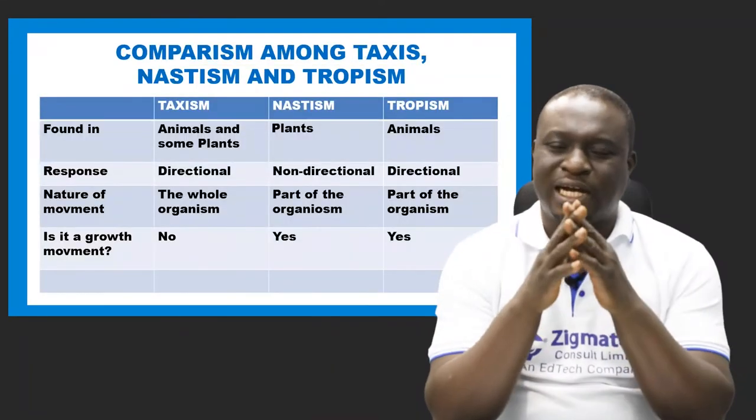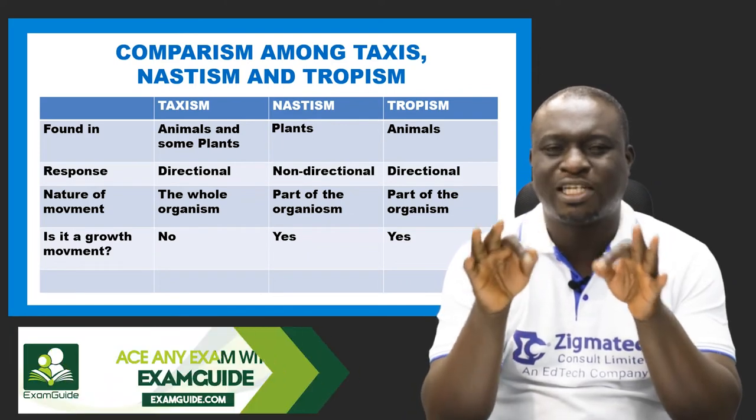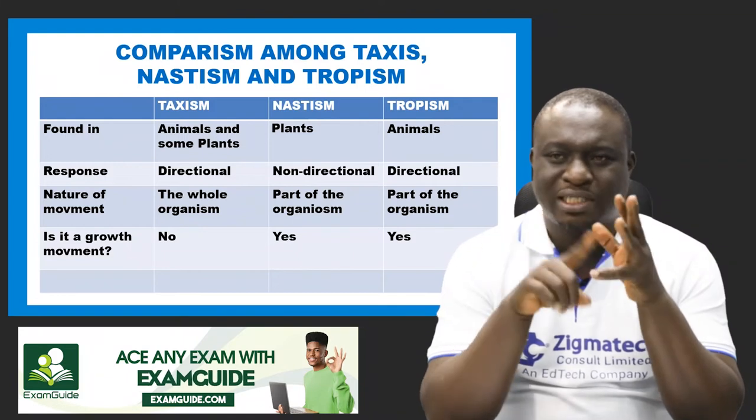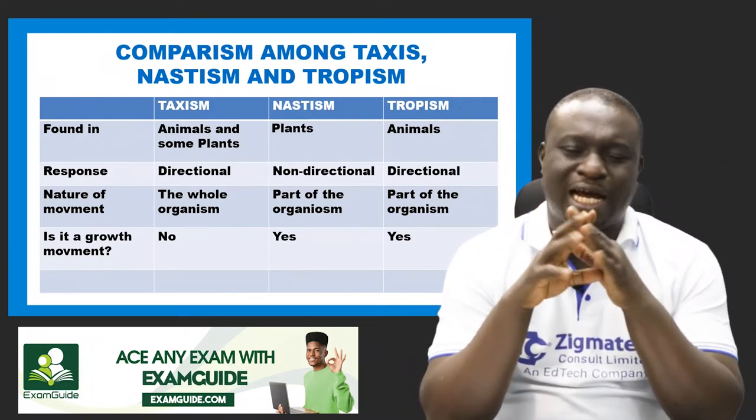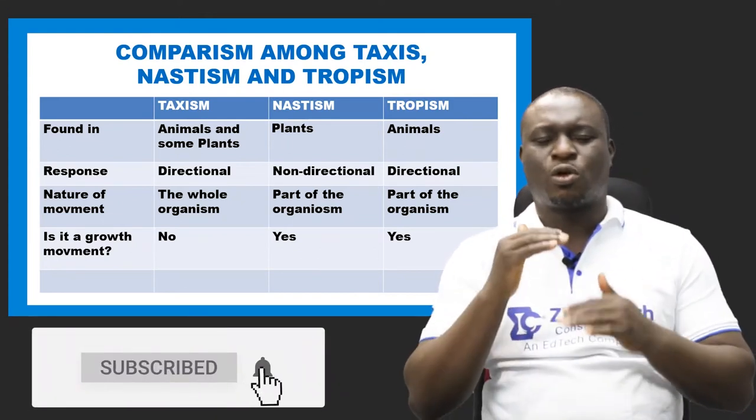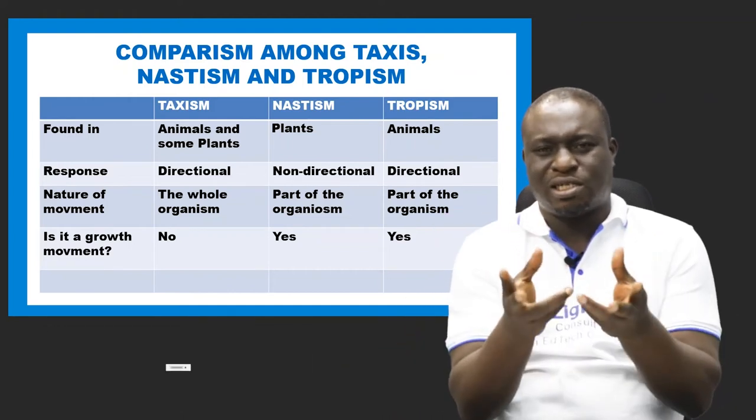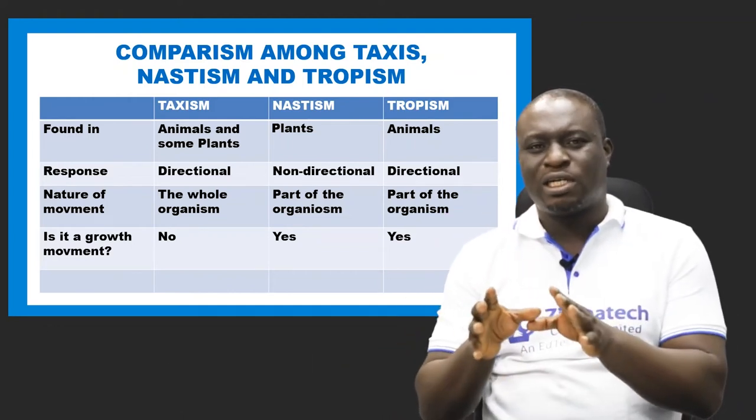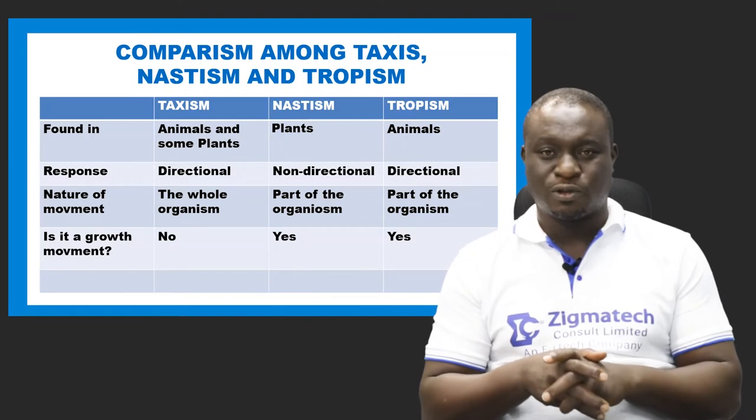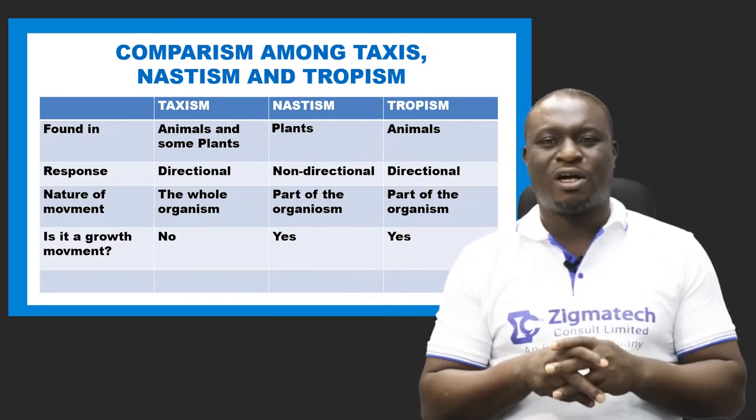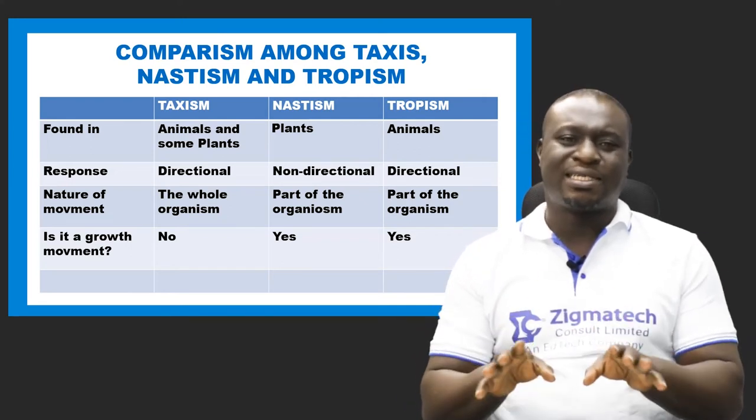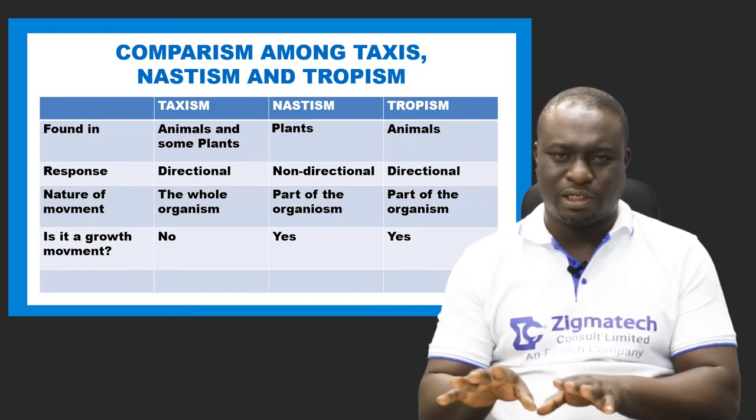Now, we are going to be looking at a comparison among all the three types of responses we have just looked at. We're going to be comparing taxism, nastism, and tropism. We're going to use some parameters to compare them, as we have seen while we were discussing each of these responses. First is in terms of response. Now, in taxism, response is directional.